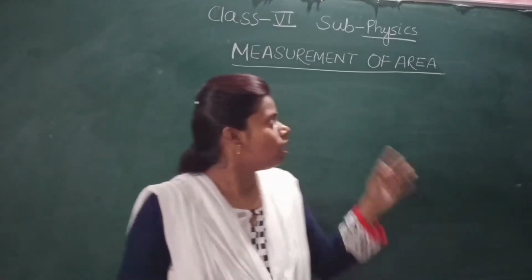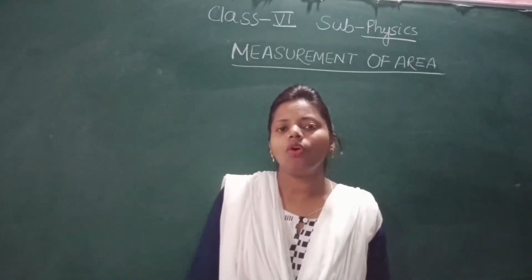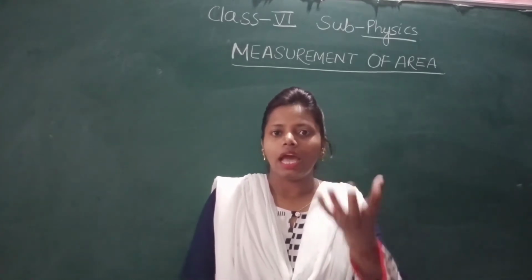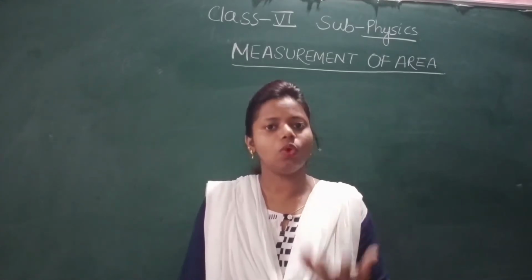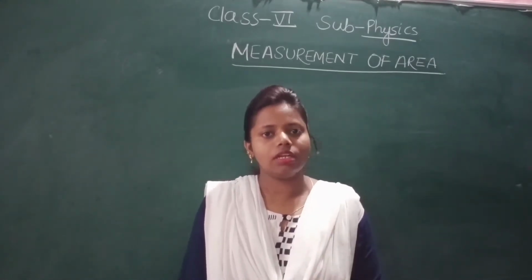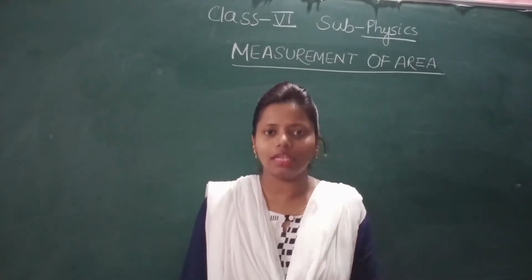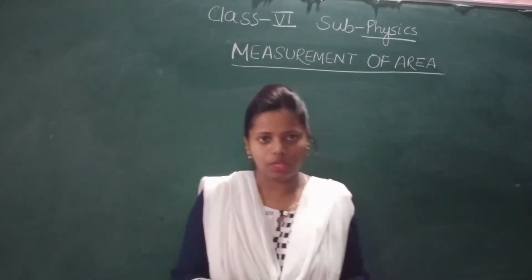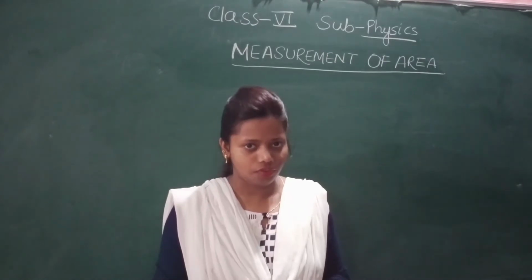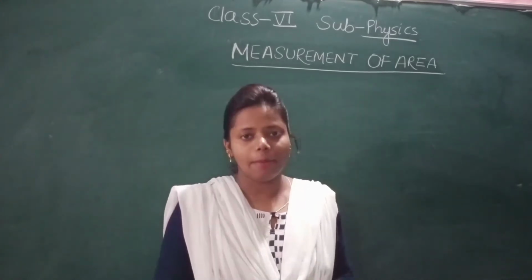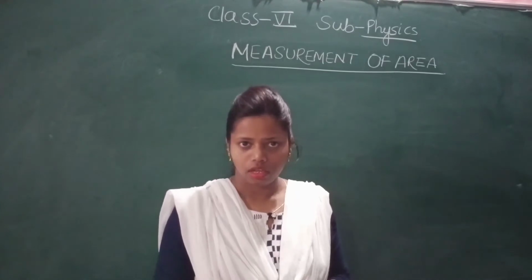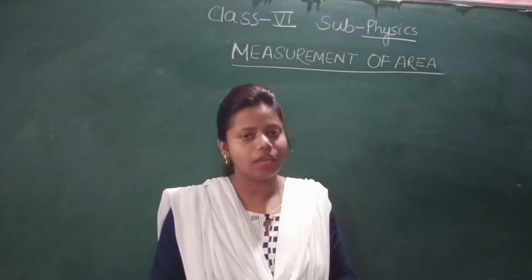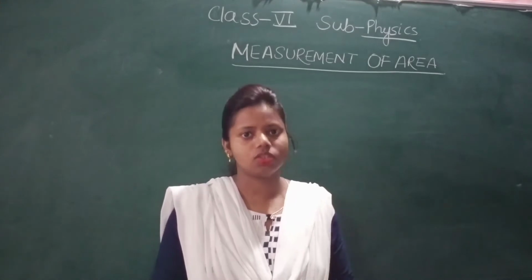Measurement of area. First we have to know what area is. When we know the area, then we will learn what is needed to measure it and what the SI unit of area is. So what is area? The amount of surface covered by a closed shape is called area. Whatever amount of surface an object is covering is called area.